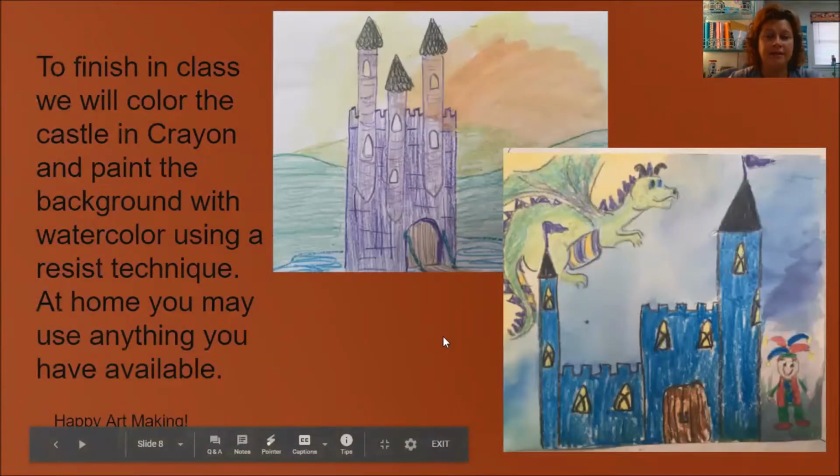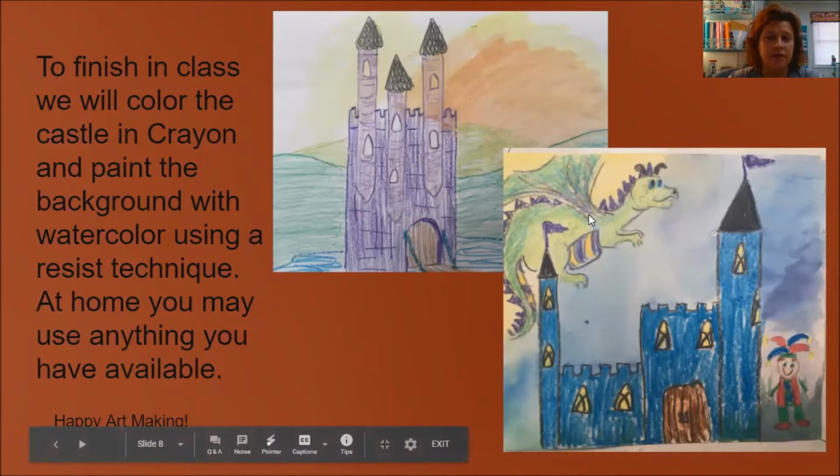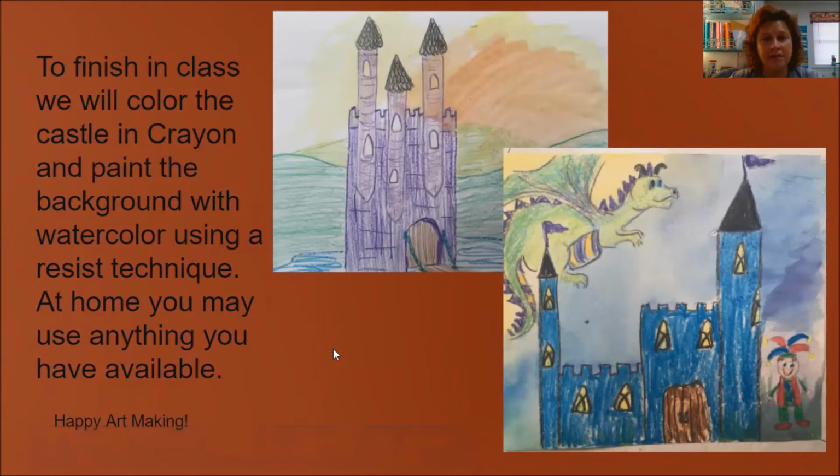Now these are ones that I've done as examples in class. So to finish, you will color the castle and maybe the ground area like the grass or the water below. You could color that with crayon, but definitely color your castle and any people or dragons you have in your picture. Then we're going to use resist technique. So you do the coloring in crayon first, and then you can go back with watercolor. As you can see here behind this side of the castle, I've started the watercolor, and you fill in all the empty space of the sky. So it creates a really pretty background for you.